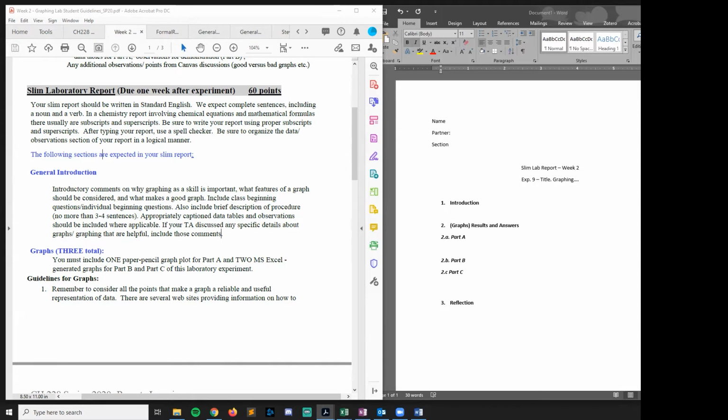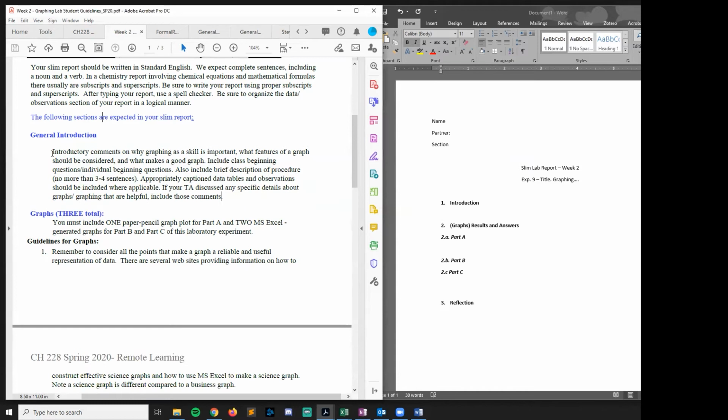And then eventually when you're in organic chemistry, I don't think they do reports, which is kind of crazy. But in physical chemistry, you do full lab reports for every single experiment, and they're expected to be top quality, right? So by the end of general chemistry, you should be like, I got this. Okay, so for your introduction, it says: introductory comments on why graphing skills are important, what features of a graph should be considered, what makes a good graph.